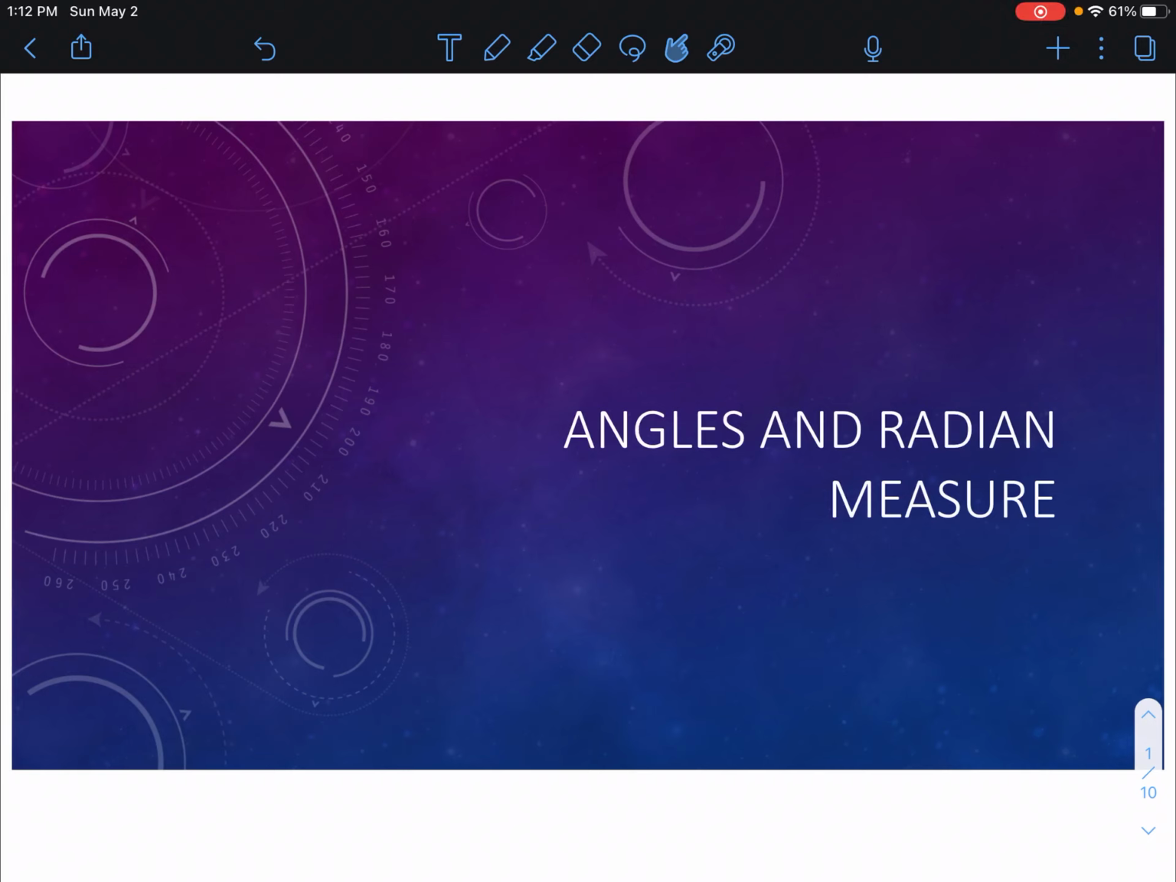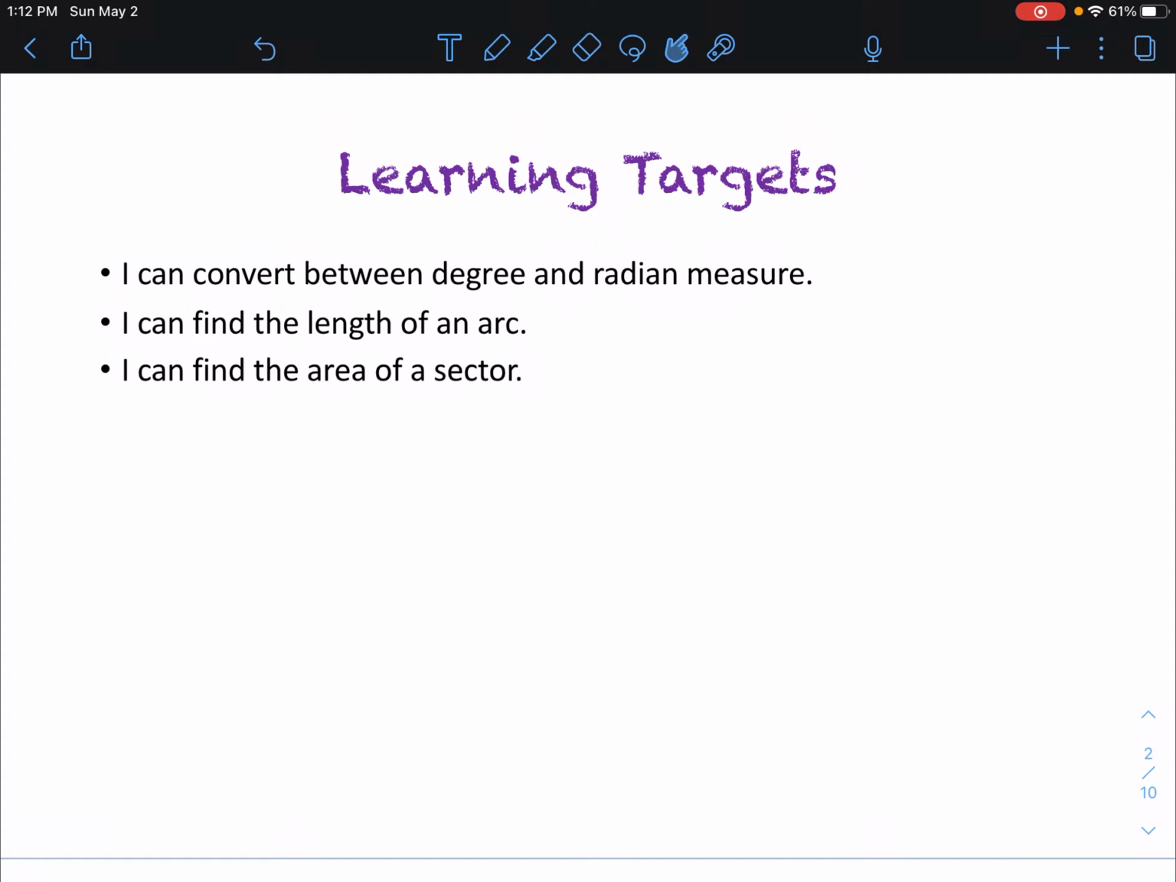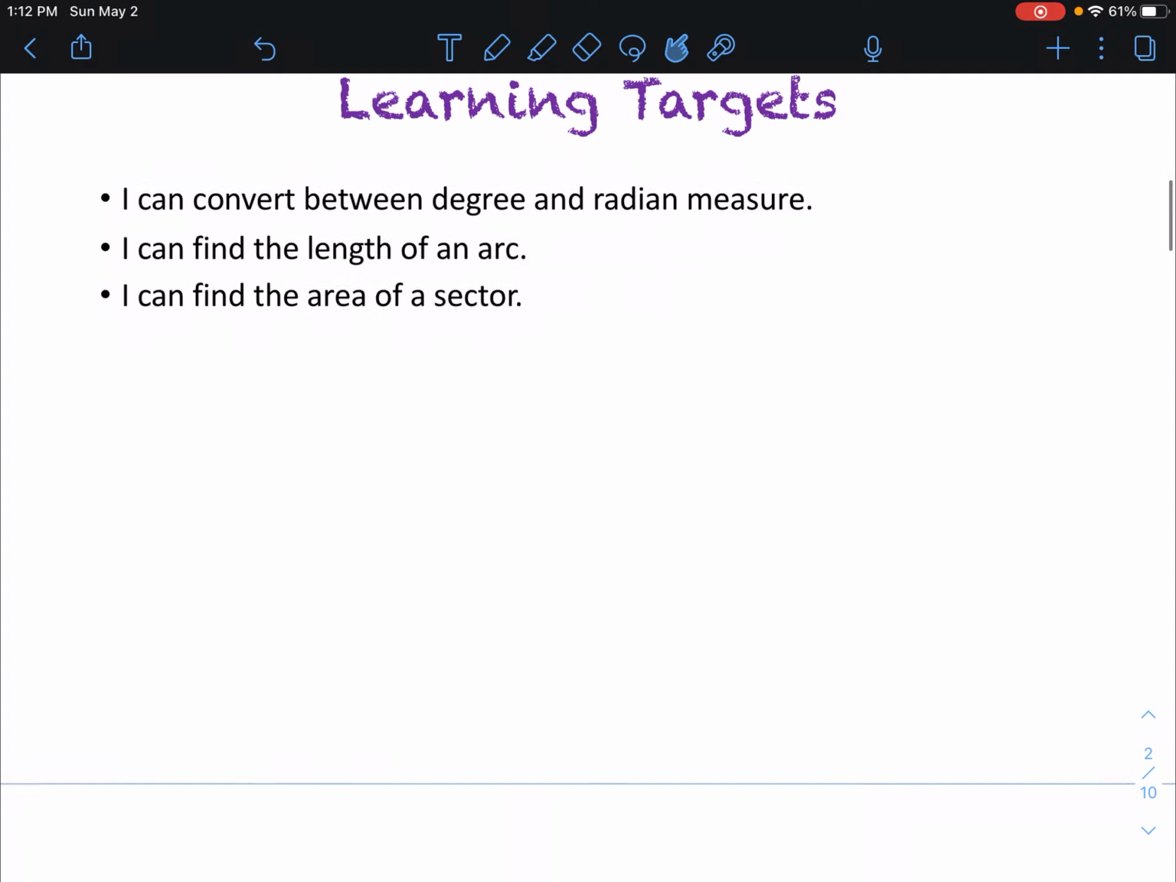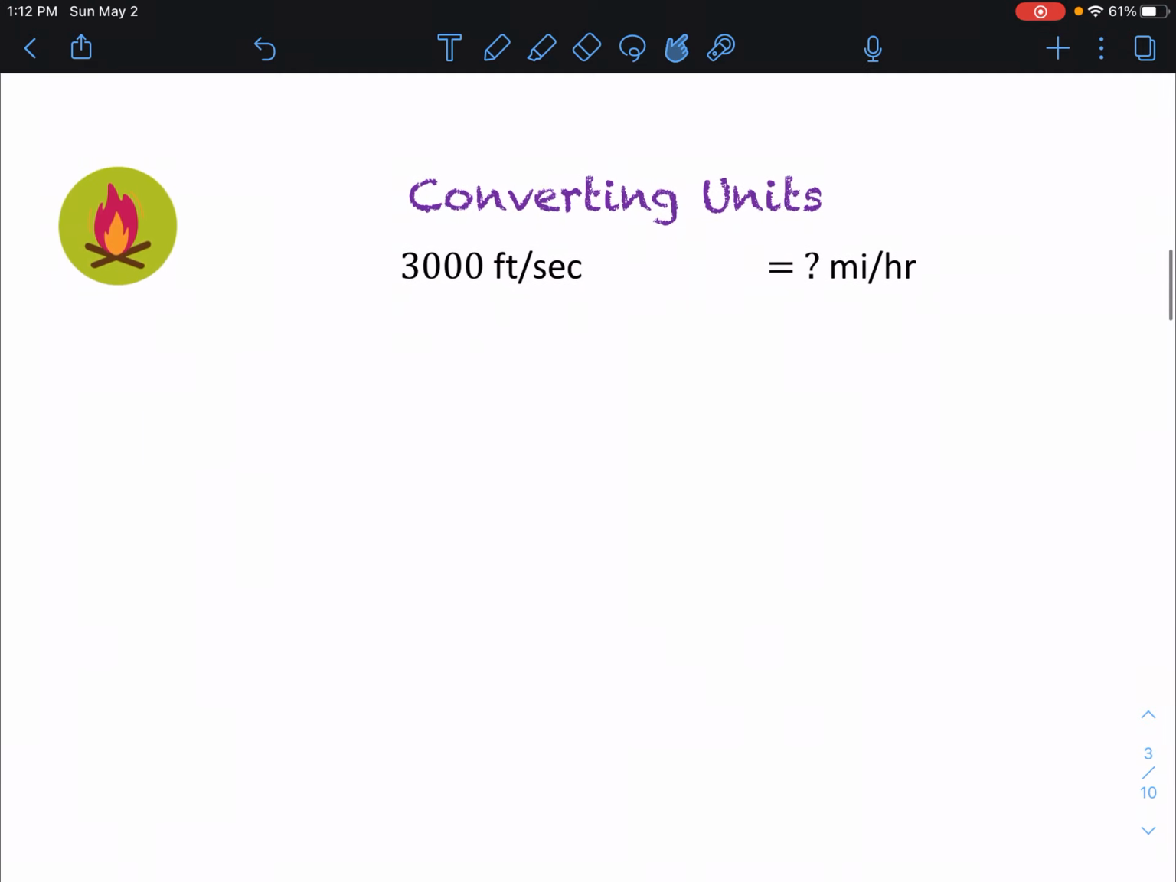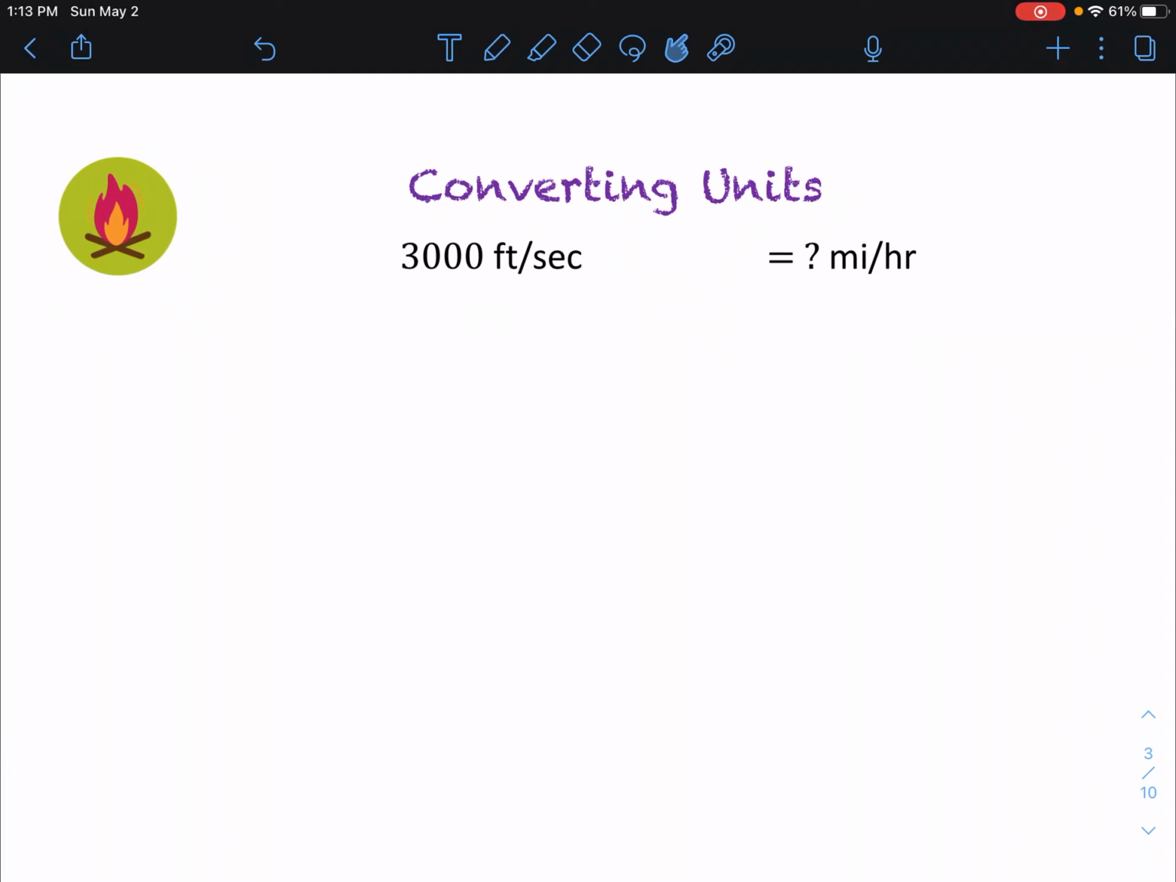Okay, we're going to start talking about graphs of trig functions. Before we do that, we need to go over radian measure and angles again. So learn a little bit more about that. Today we're going to convert between degrees and radian measure and find the length of an arc and the area of a sector. Before we get too far into this, I want to talk about converting units.